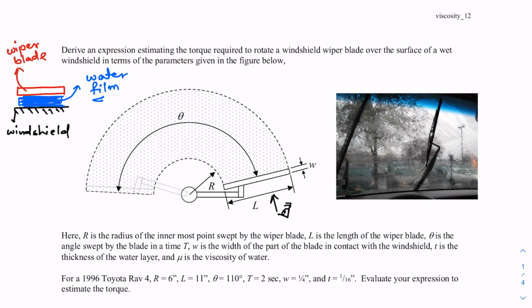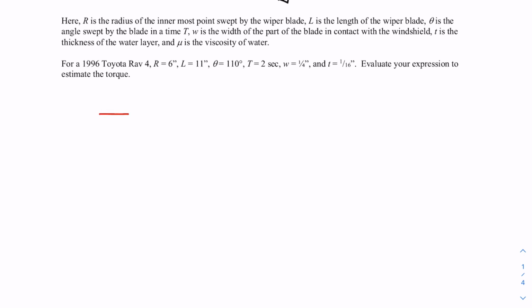To start our analysis, just consider a small element of thickness dr at a distance, let's say r, from the center, and as you can see, this small element will be moving in this direction. If we now look at the element from this side, what you will see is the blade element of width W, and the windshield surface, and you have water here, and this is moving at a velocity, let's say omega times r.